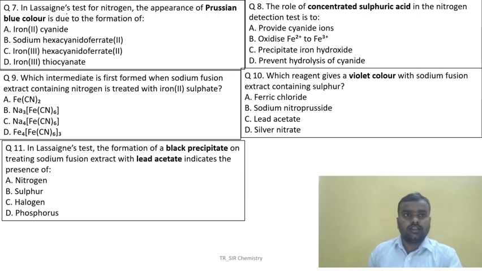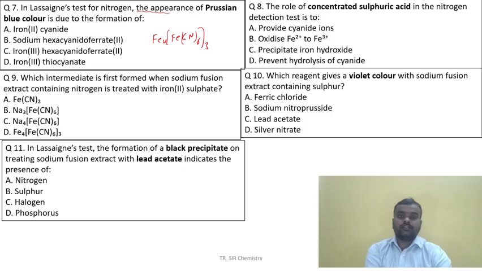Seventh question. In Lassaigne's test for nitrogen, the appearance of blue color is due to formation of which one? Fe4[Fe(CN)6]3, Prussian blue, ferric hexacyanoferrate(II). So option C is the right answer.